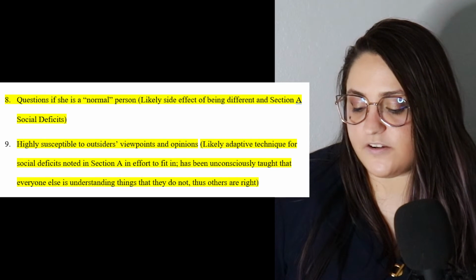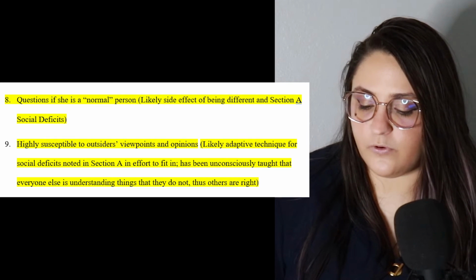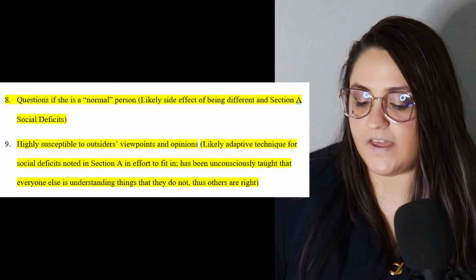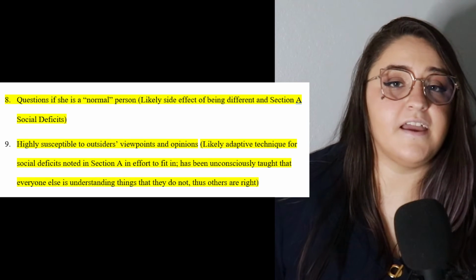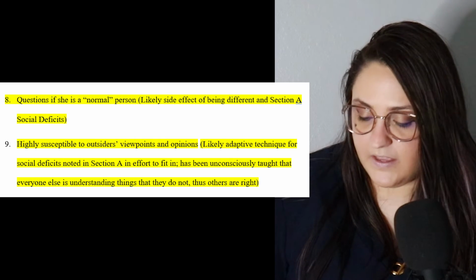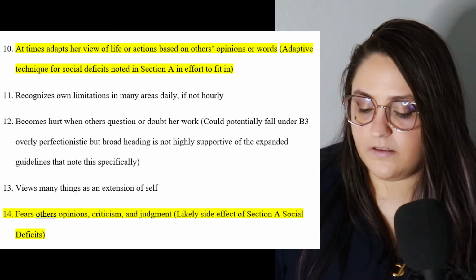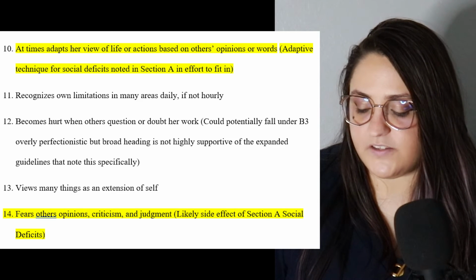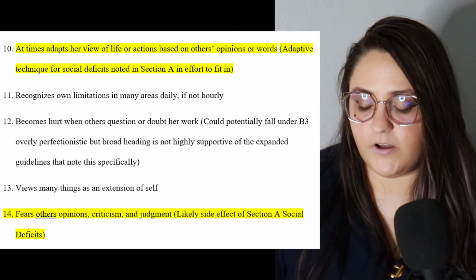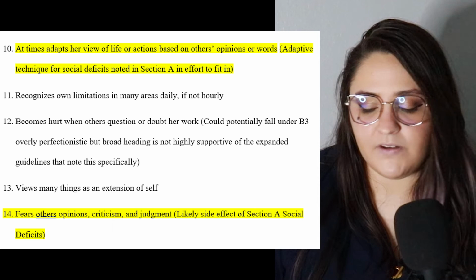Highly susceptible to outsiders' viewpoints and opinions. Yellow again. It's likely an adaptive technique for the social deficits in Section A as an effort to fit in. Has been unconsciously taught that everyone else is understanding things that they don't, and thus others are right. This kind of concept. So that might explain that, but it doesn't technically meet a written out criteria. At times adapts her view of life or actions based on others' opinion and words. Basically exactly the previous one, reasoning wise. Recognizes own limitations in many areas daily, if not hourly. Don't really have anything for that.